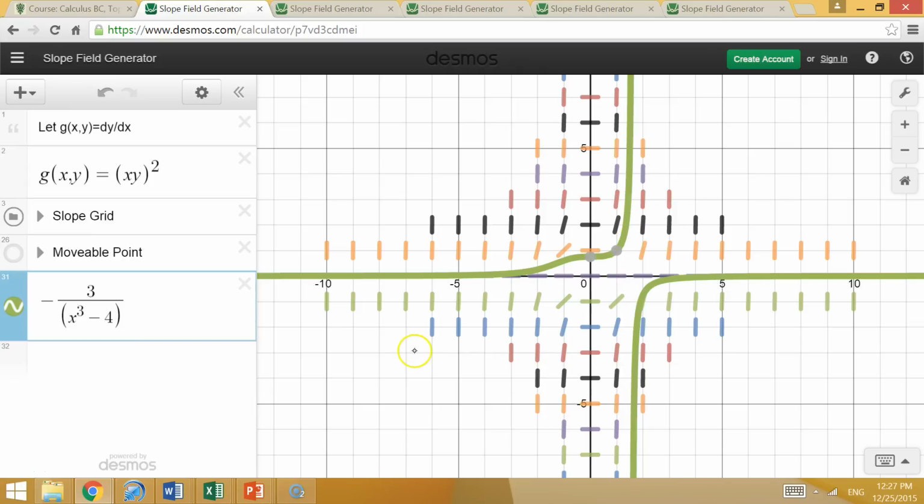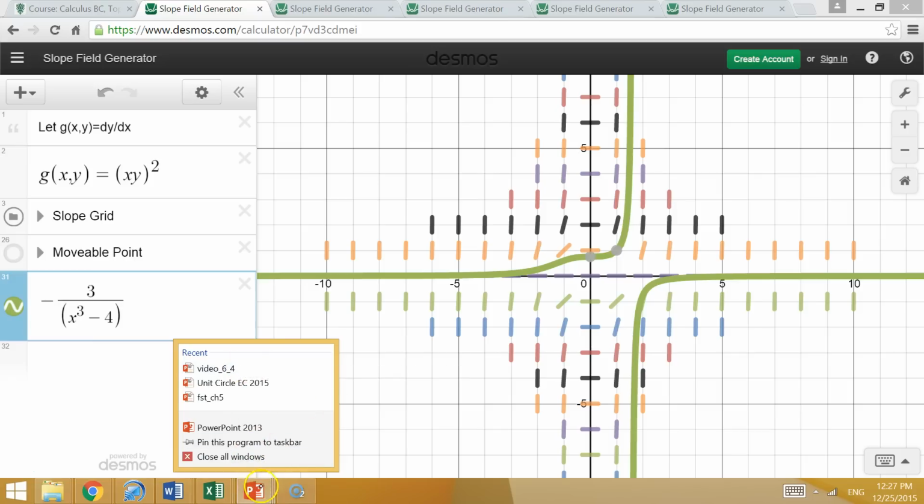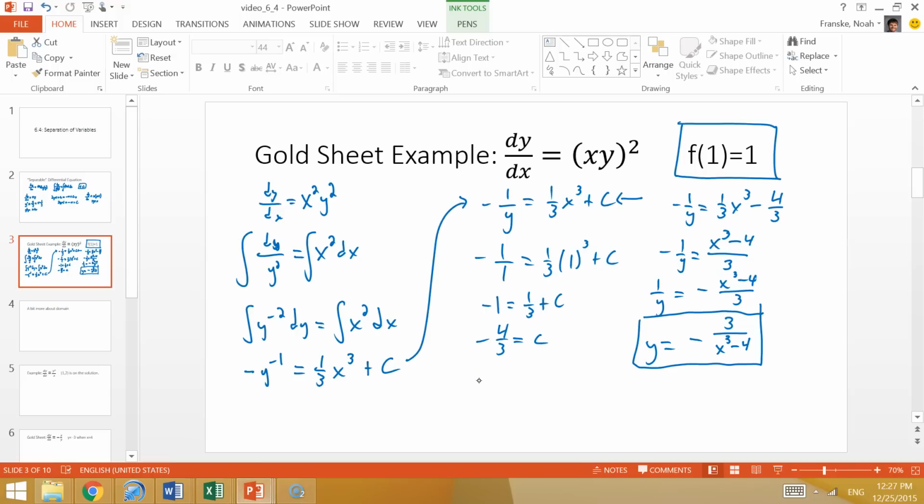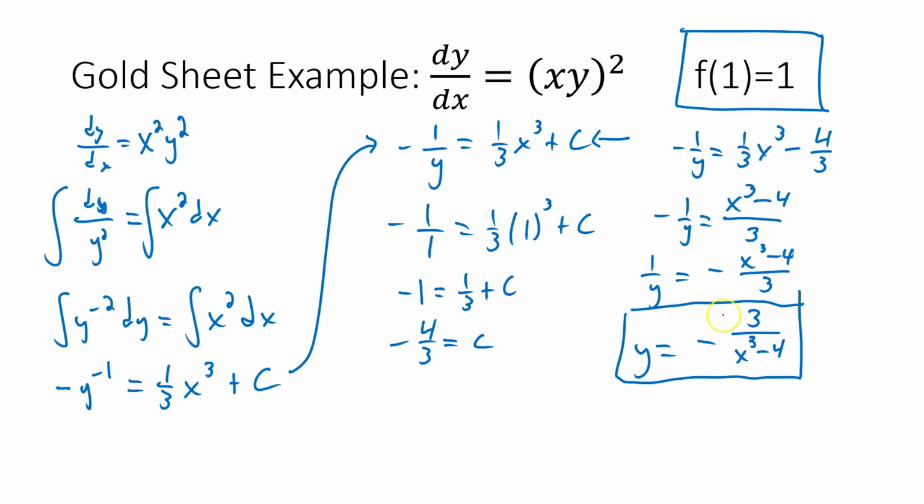Where does it stop? Well, if you look at the function, we have 3 over x cubed minus 4. That vertical asymptote is going to happen when the denominator is 0. So I'm going to go back to my PowerPoint, and we're going to get a domain for this function. We don't want the bottom to be 0, so x cubed minus 4 cannot be equal to 0. That means x cubed can't be 4, which means x can't be equal to the cube root of 4. So that must be where that vertical asymptote happened.